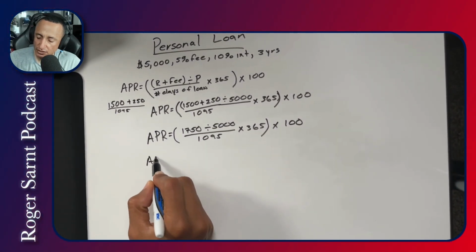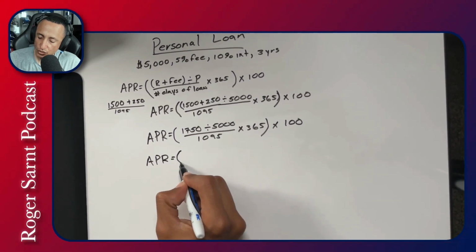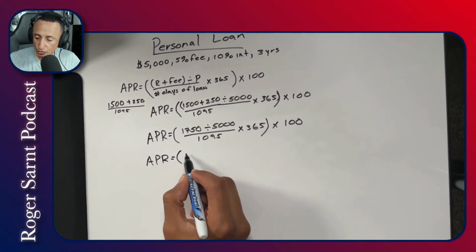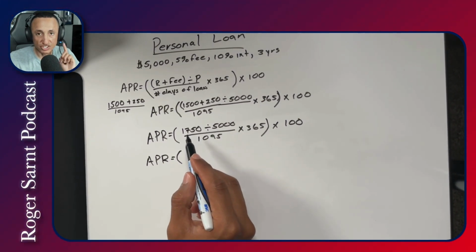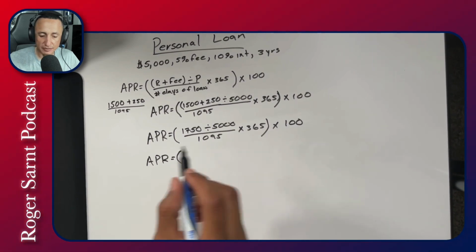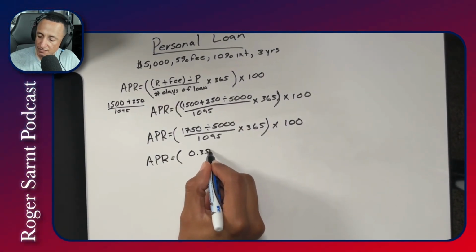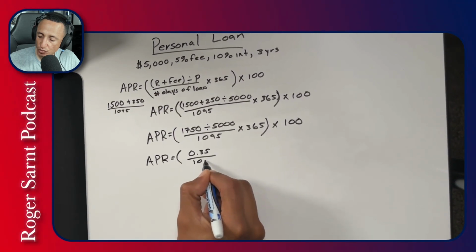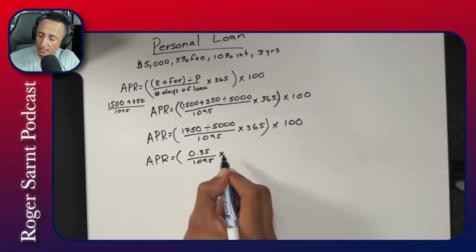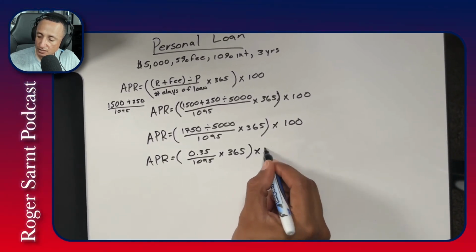Now we're going to go back to the equation. APR is going to be equal to 1,750 divided by 5,000, which is going to give us 0.35. And that's going to be over 1,095 days. Multiplying by 365 again, we're still not done, times 100.